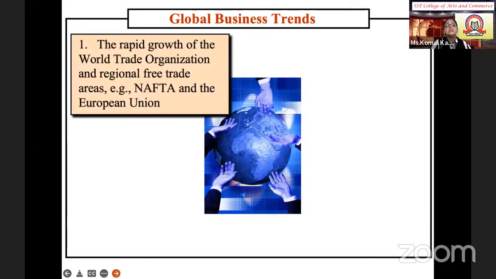Global business trends. The rapid growth of the World Trade Organization and regional free trade areas like NAFTA and the European Union. NAFTA is one of the trade blocs.